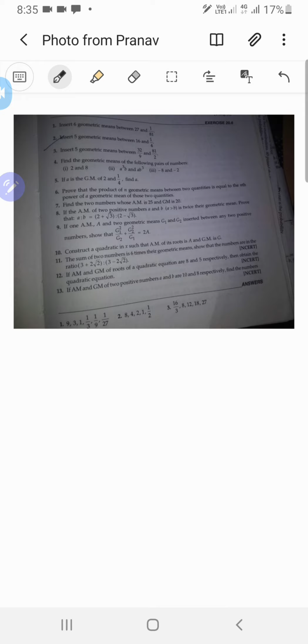So let's do the first question. You have to insert six geometric means between 27 and 1 by 81. So you have 27, then six geometric means, and then 1 by 81. From 27 to 1 by 81, there are going to be 1 plus 6 plus 1, which is going to be 8 terms.